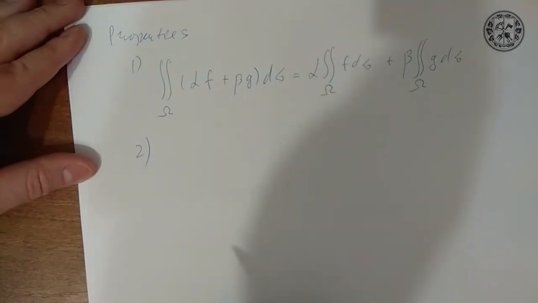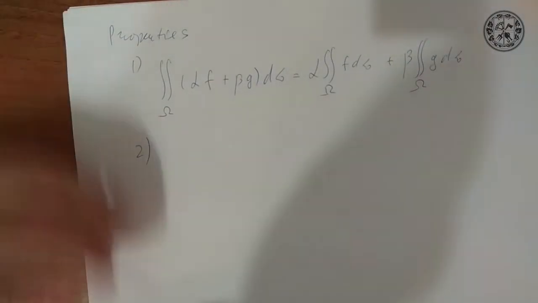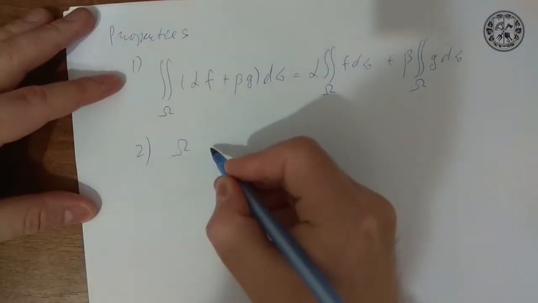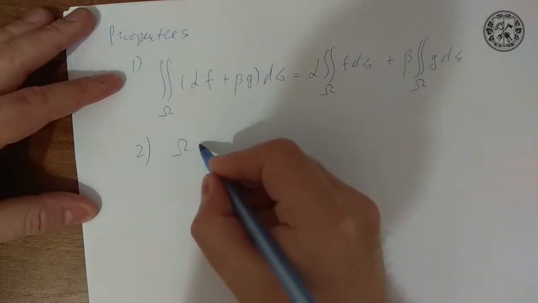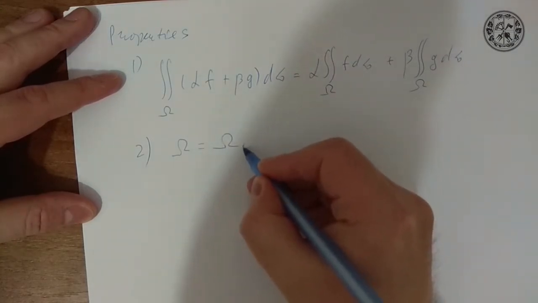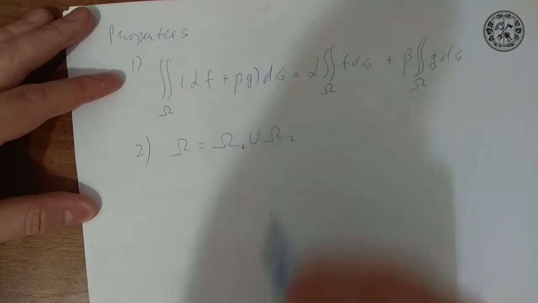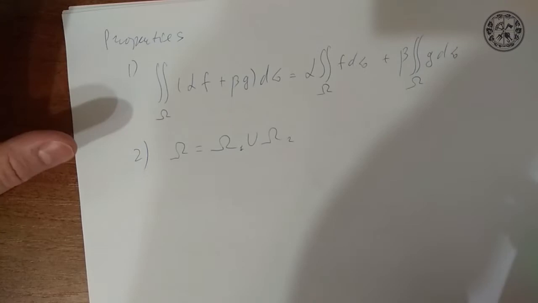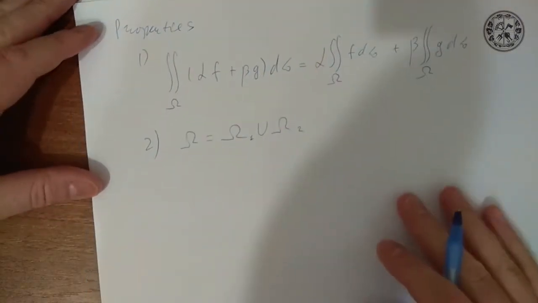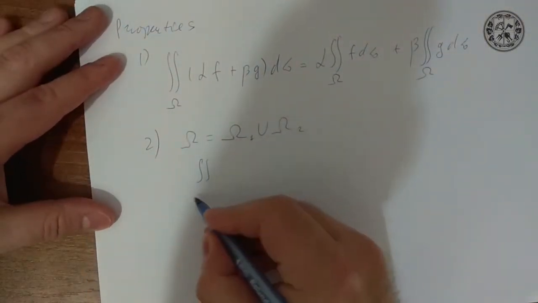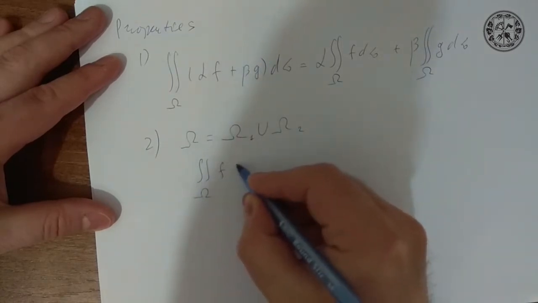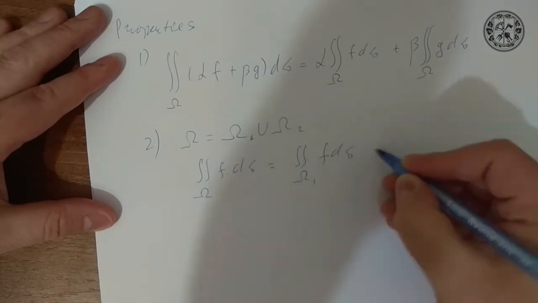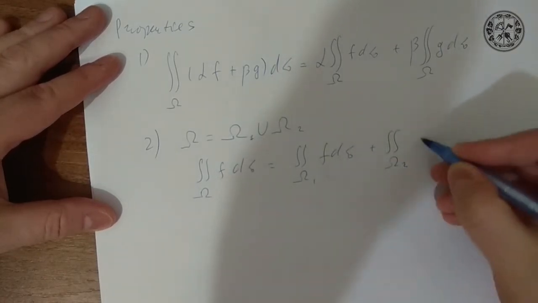Second property, if we have some surface omega that consists of a union of two pieces without any common internal points, then we can calculate the integral over omega of f d sigma as the integral over omega 1 of f d sigma plus the integral over omega 2 of f d sigma.